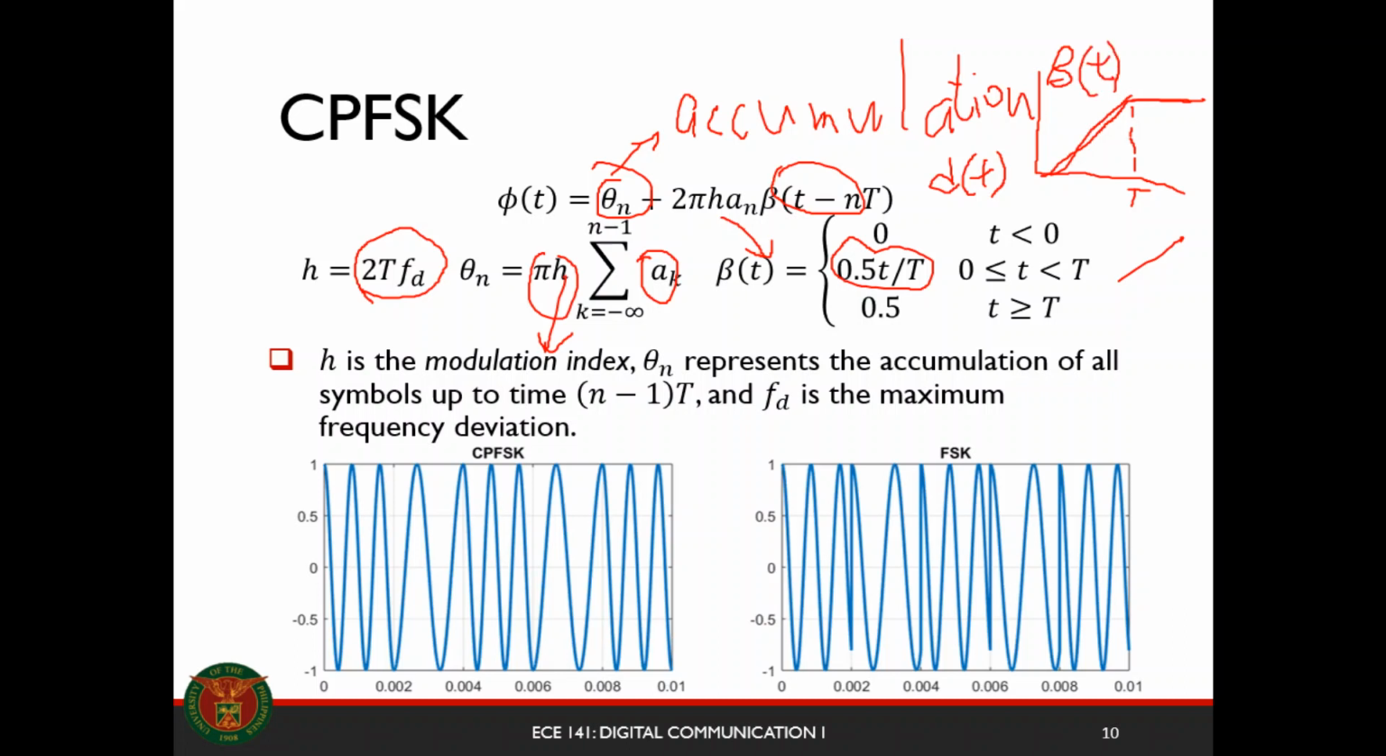So what happens is that if this is the input, as compared to your FSK, your CPFSK has a very smooth transition as compared to your FSK right here. The FSK has very rough transitions. Your CPFSK has very smooth transitions. Because of this, we can infer that the frequency spectrum of CPFSK has less leakage compared to your FSK.